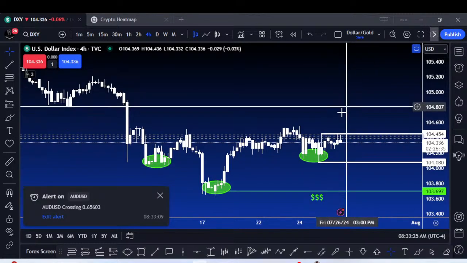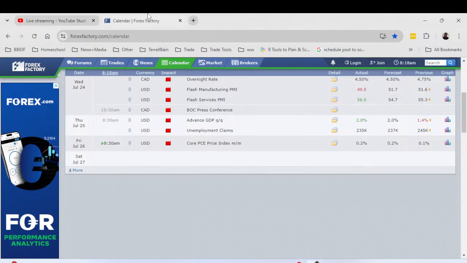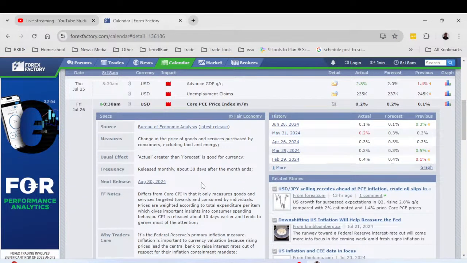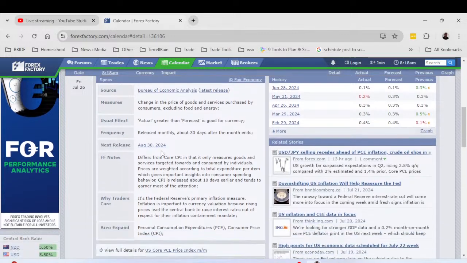But there was no real change in the PCE as we see here, so it came out exactly as they expected it to. Again, guys, if you don't know PCE, this is the price of goods and services purchased by consumers, excluding food and energy. So this is inflation, pretty much in a nutshell. It differs from core CPI, only measures goods and services purchased and consumed by individuals, right? Prices are weighted according to total expenditure per item, which gives important insight into consumer spending, okay?